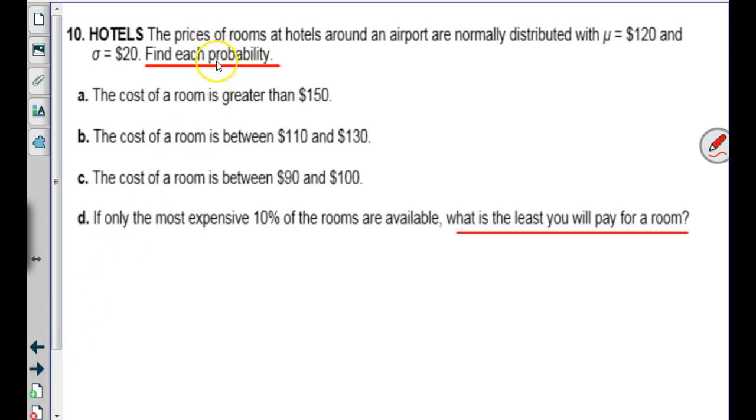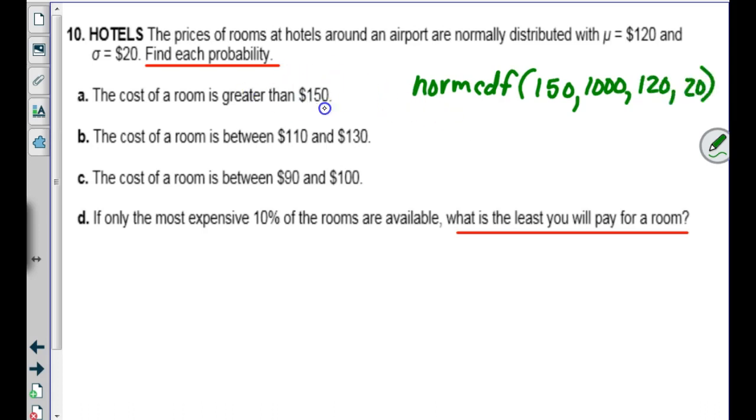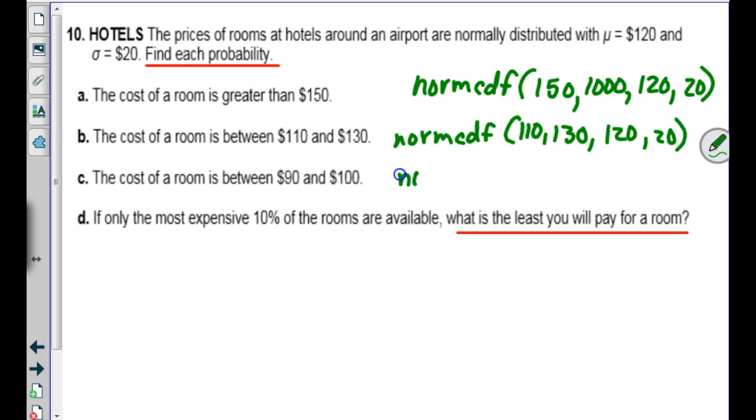So find each probability. This is number 10. The cost of removal is greater than 150. So you would say norm CDF of 150 up to some really high number. Make sure it's more than 4 standard deviations above, with a mean and a standard deviation. And that's the answer you would put here. Okay. This one specifically says between 110 and 130. So you just do that. This one said between 90 and 100.